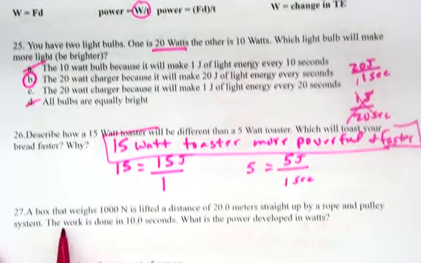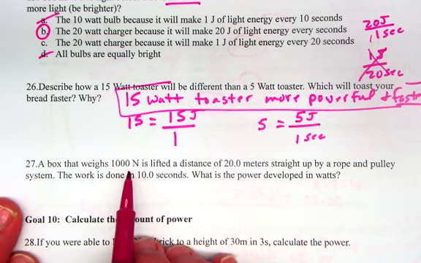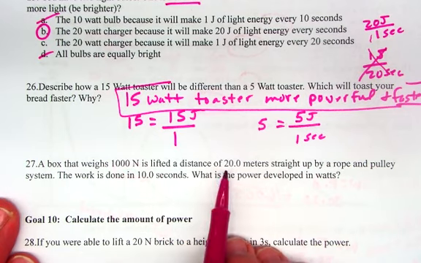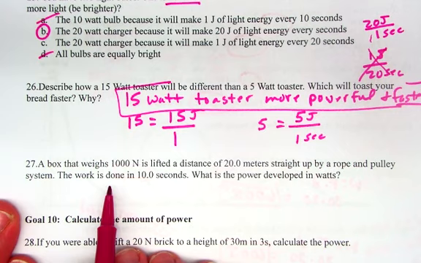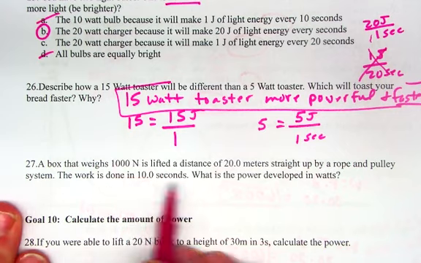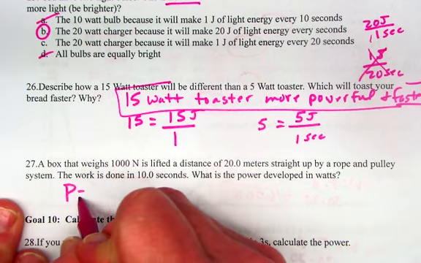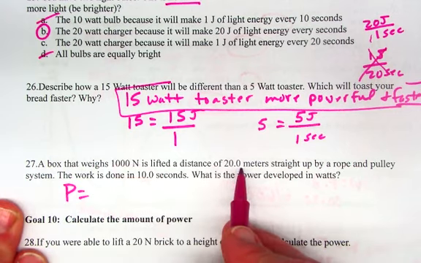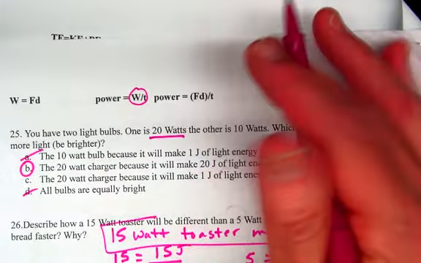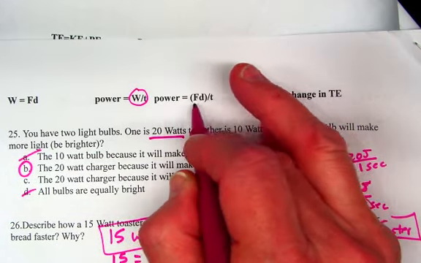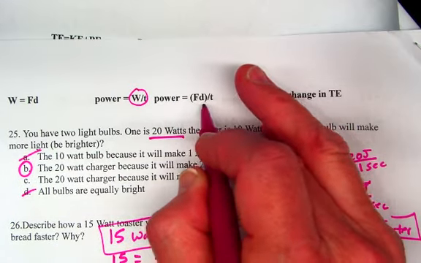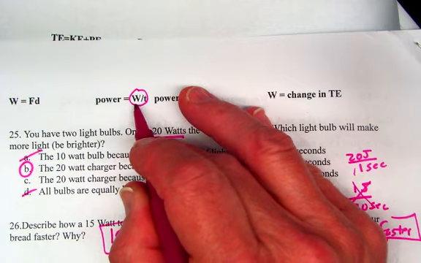27. A box that weighs 1,000 newtons is lifted a distance of 20 meters straight up by a rope and pulley system. The work is done in 10 seconds. What's the power? They're giving us newtons and they're giving us meters, so it's going to be most useful to use the power equation that has force and distance in it, because we haven't yet calculated the work.